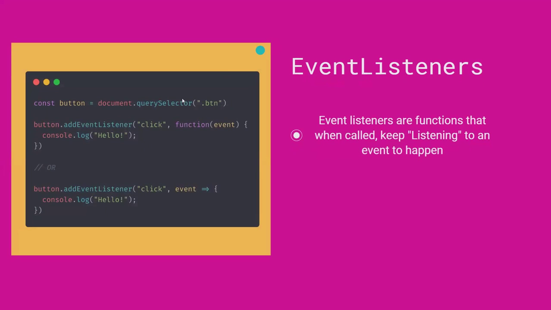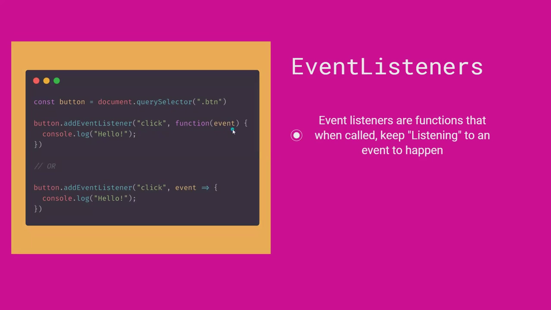So what are event listeners? Event listeners are functions that, when called, keep listening for an event to happen. For example, here we have a button that we are listening to for a click event. So when the user clicks this button with a class btn, this function will show hello in the console, and this is an event handler.